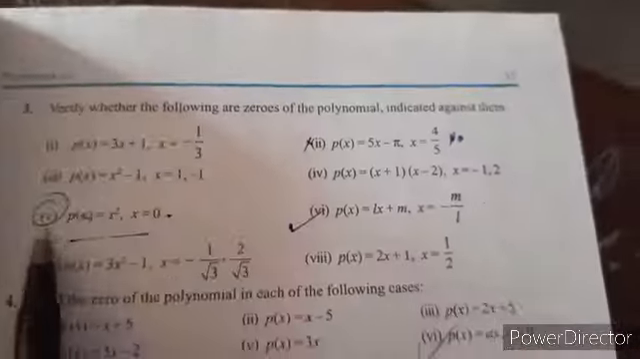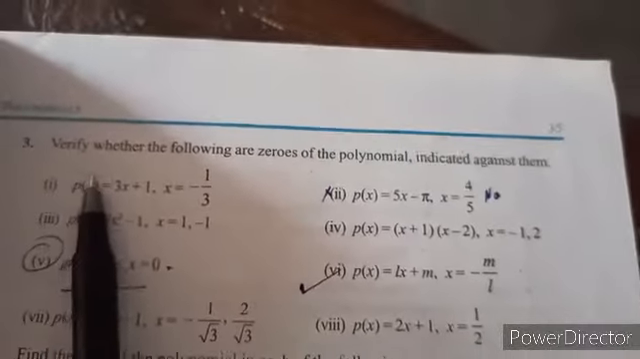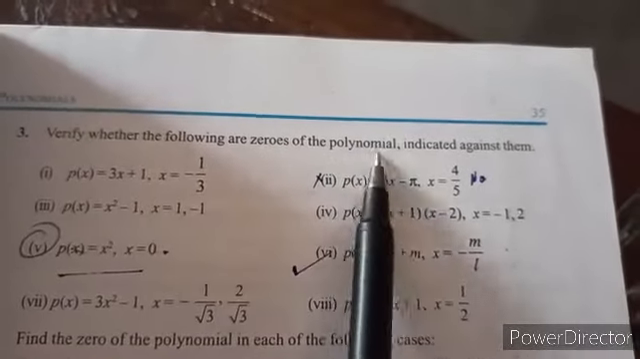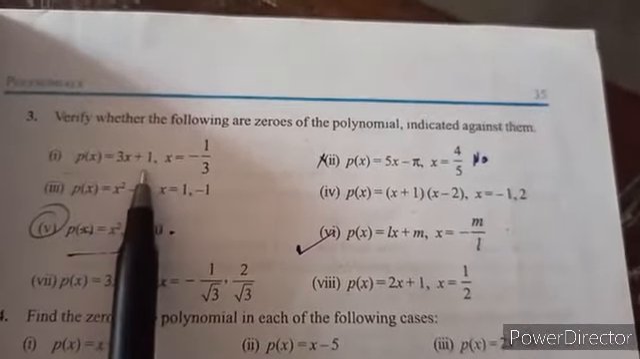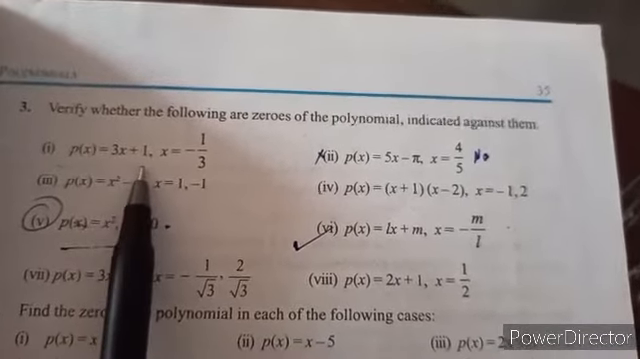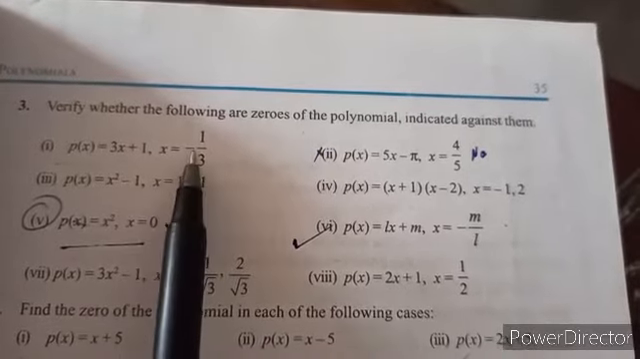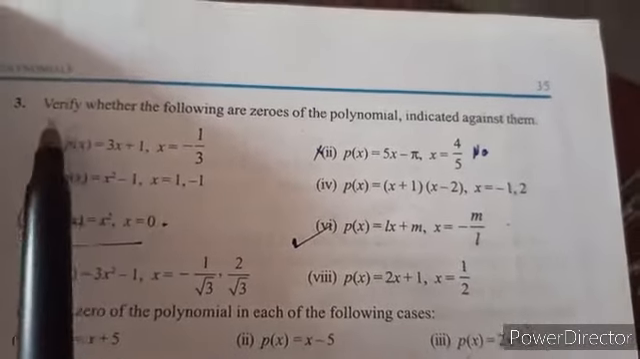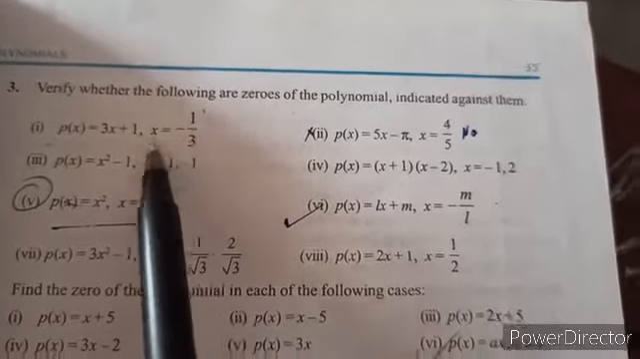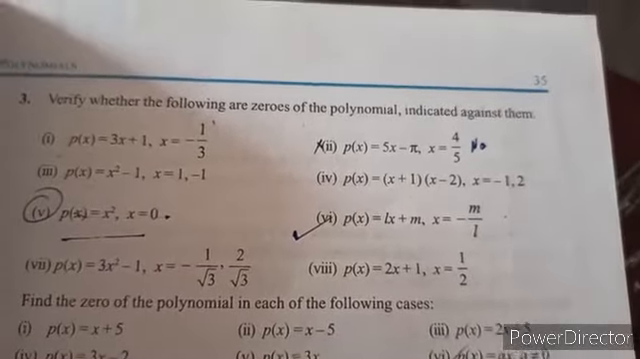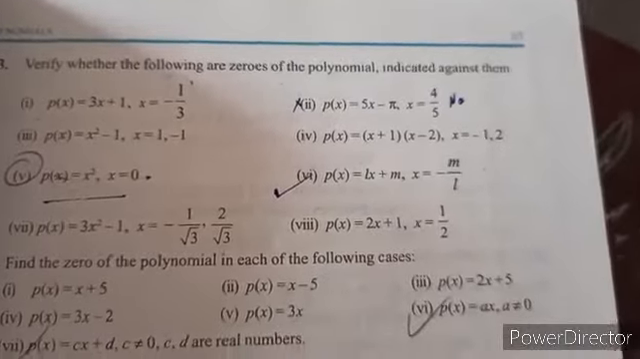Okay, in the third question it is given: verify whether the following are the zeros indicated against them. Here in the first question, you have a polynomial and, after the comma, it is given x equal to minus 1 by 3. Now you have to verify whether the given zero, that is the x value, is a zero of this polynomial or not. To understand this, I am taking the first question.